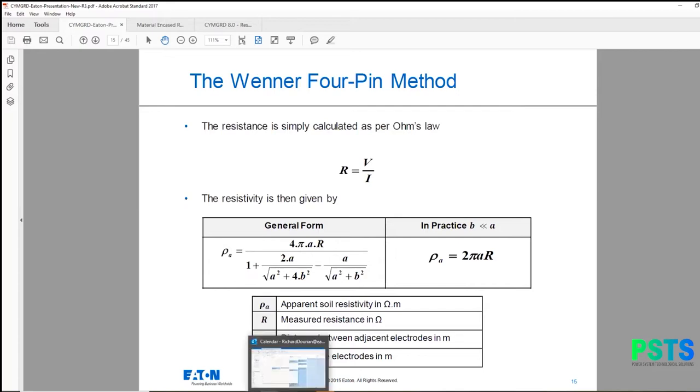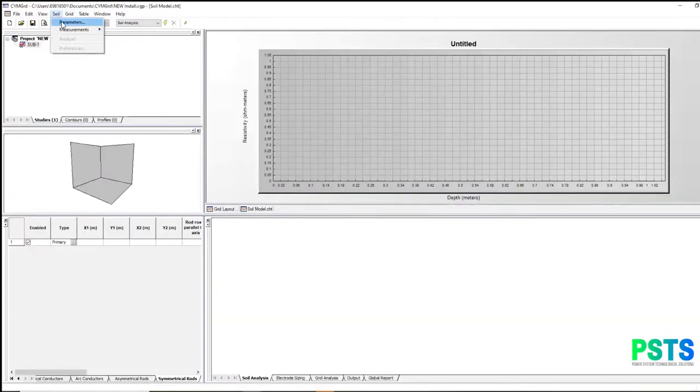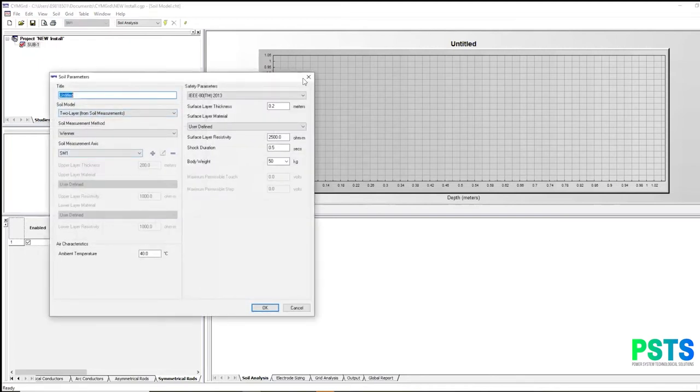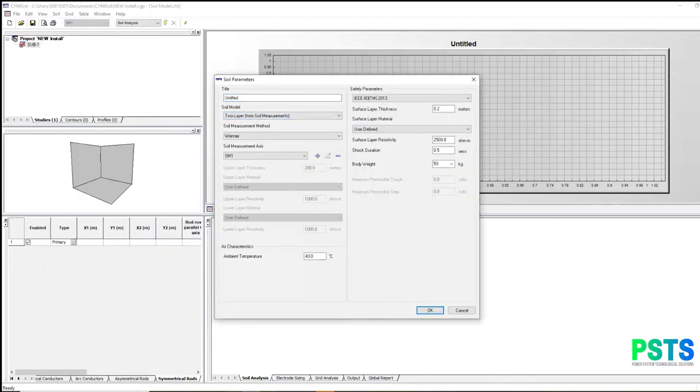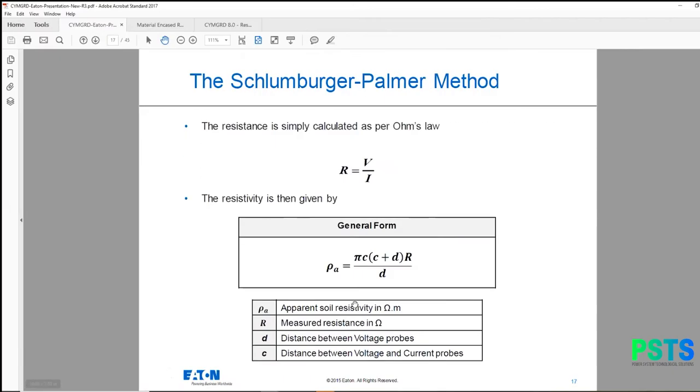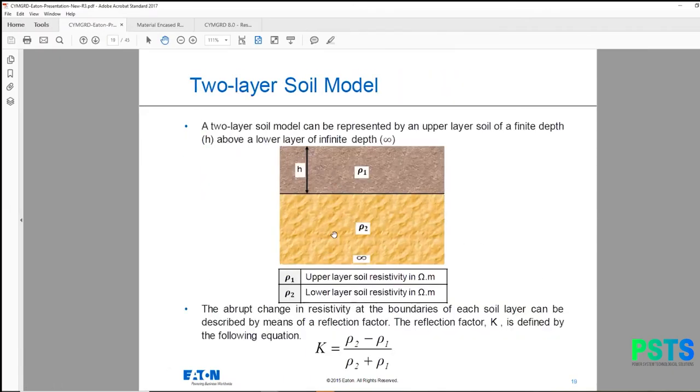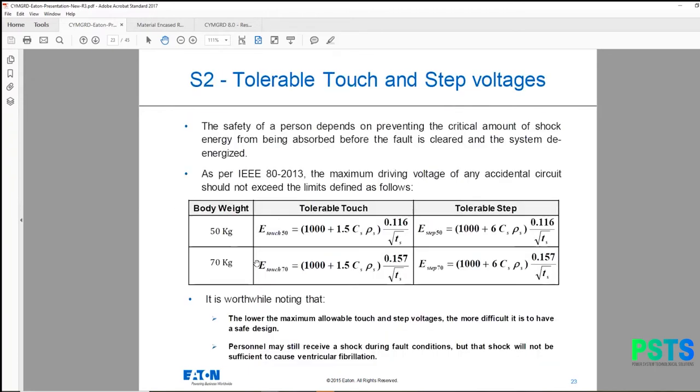In this case, we need to enter the soil parameters. And like I said, I'm using a two-layer soil model. It means that the program will compute for me these two layers: row one, the upper resistivity, its depth, and the lower resistivity all the way down to infinity. So it's computing this resistivity, this resistivity, and H. It's a very complex way of doing it, but I will not show you the equation. It's quite big.